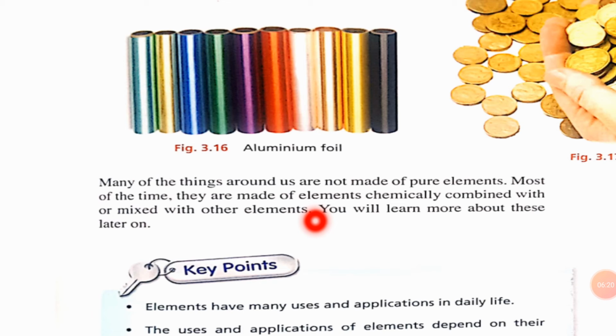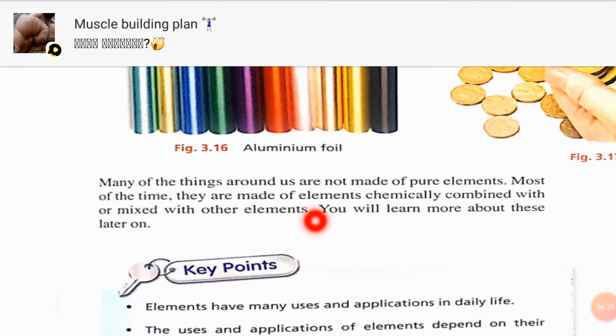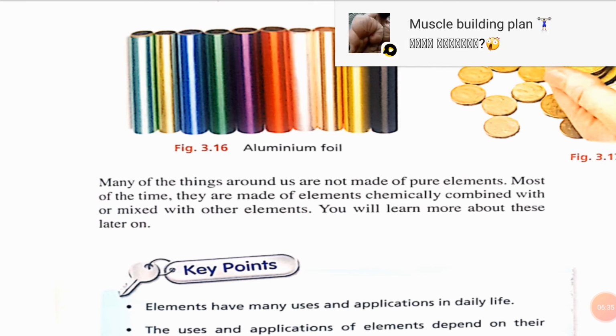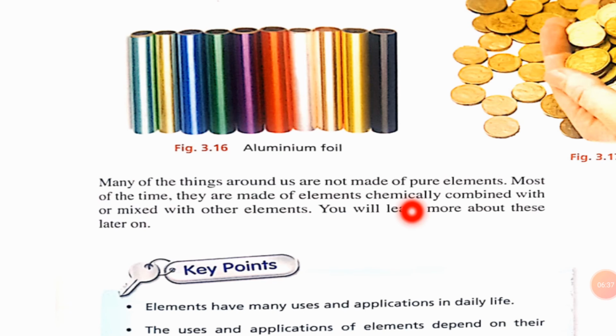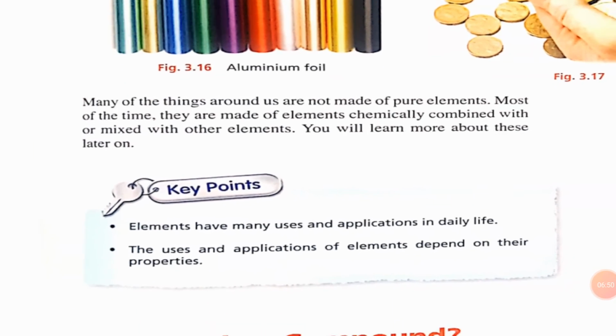For example, if you consider gold itself, in a pure state it is not very hard, so it is difficult to make it into jewelry or other things. So some impurities are added to the gold, which makes it stronger to use in our daily life. So this is also the concept of element usage in our daily life.